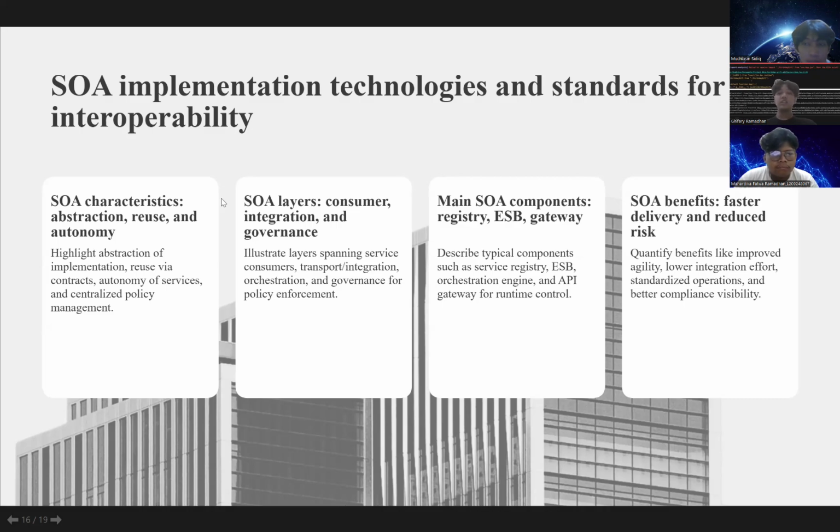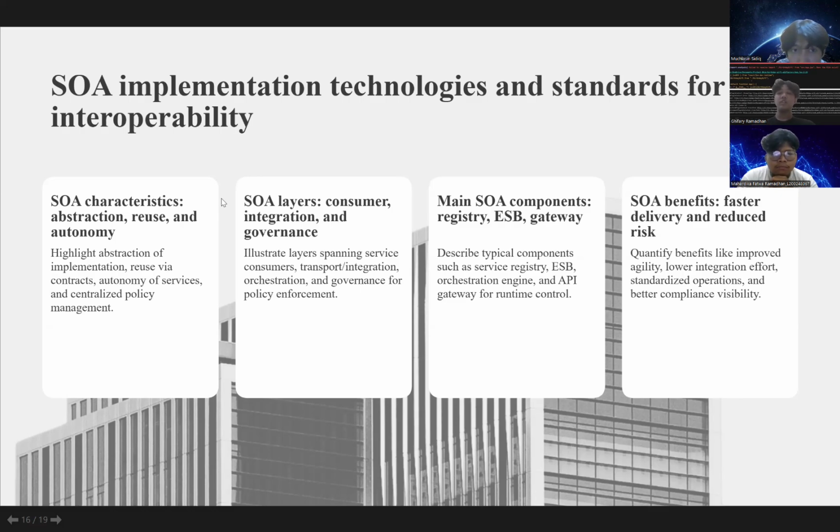The second is SOA layers. SOA architecture is commonly divided into several layers. The first is the consumer layer, which is applications or users consuming services. The second layer is the integration layer for communication and message routing. The third layer is the orchestration layer, for coordination of business processes. And the last is the governance layer, for policy, security, and compliance management.